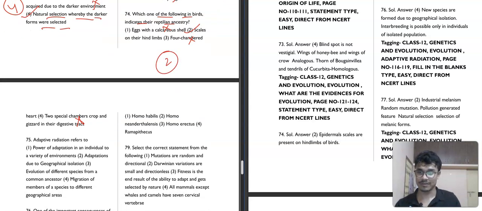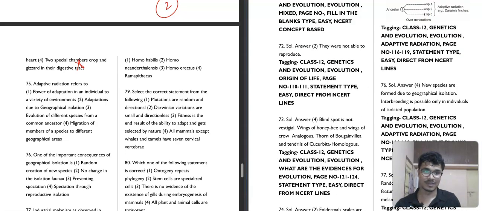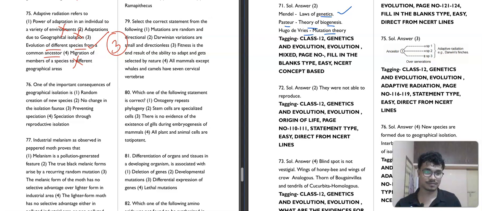Then question number 75. It is saying that adaptive radiation refers to power of adaptation in an individual to a variety of environments. Not correct. Adaptation due to geographical isolation. Not correct. Evolution of different species from a common ancestor. Absolutely correct. So the third option is our correct answer. Then migration of members from one species to different geographical areas is a genetic drift kind of thing. Okay. So then question number 76.